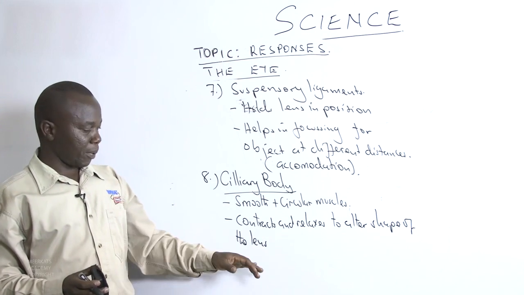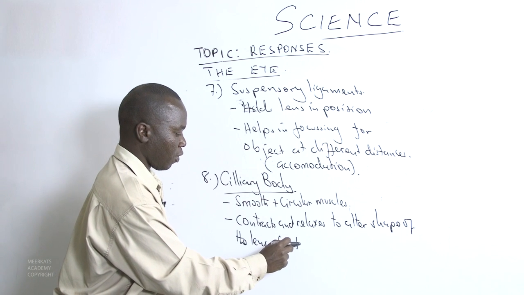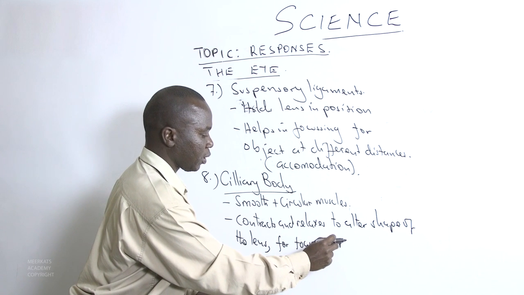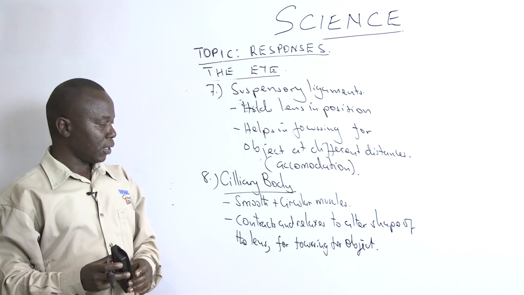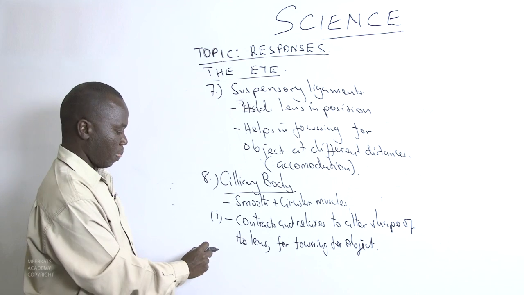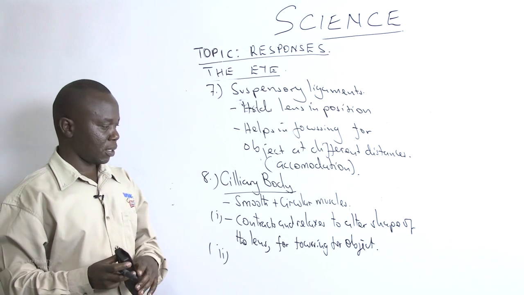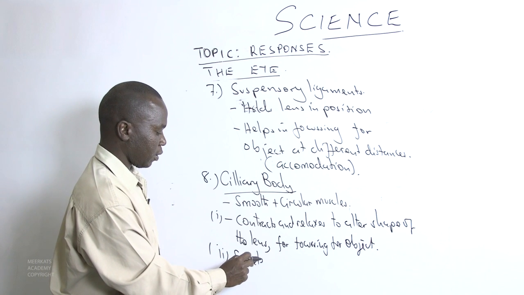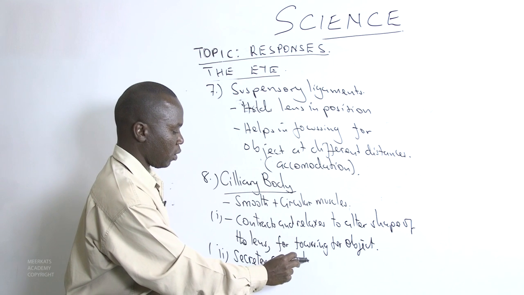So when this happens, it will bring about focusing for objects at different distances. So this is the major role. But another role of the ciliary body is to secrete aqueous humor.